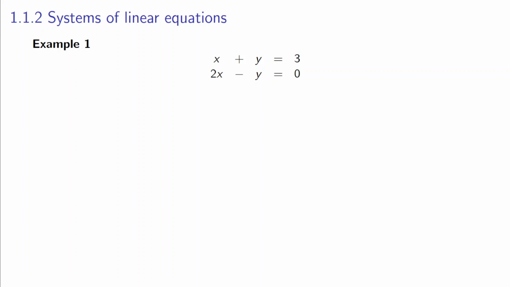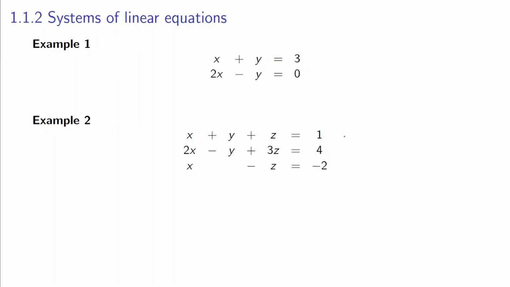We've already seen some examples of systems of equations. We saw this example earlier. This is a system with two equations and two unknowns, namely x and y. Some other examples include this system here.